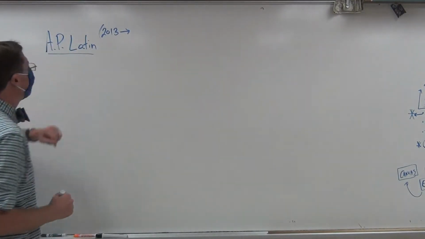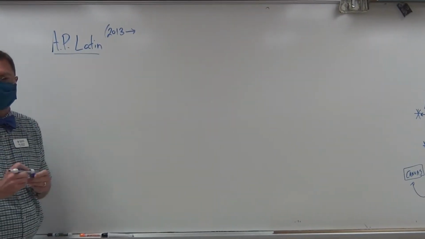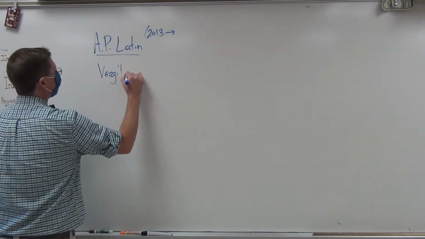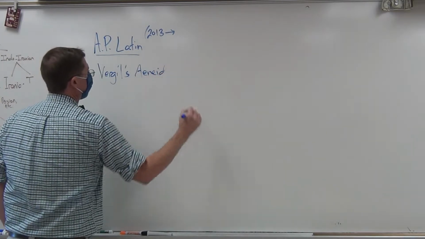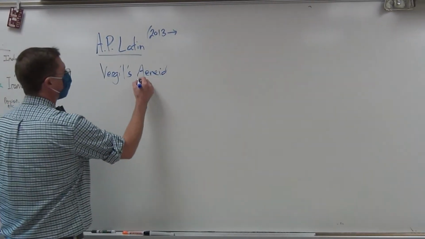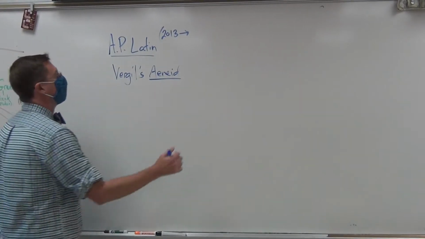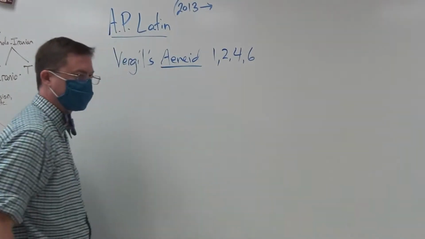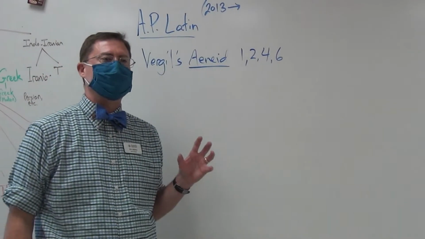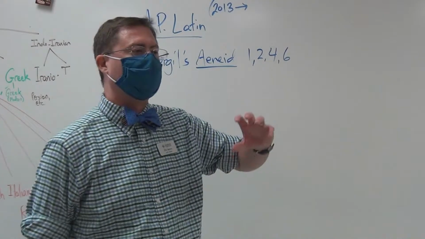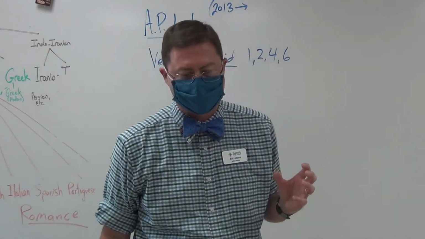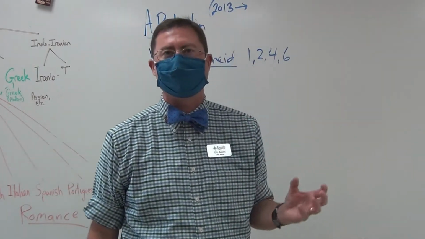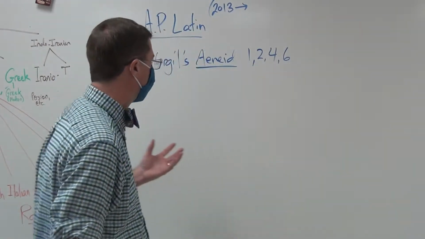Now, in AP Latin, essentially what you are going to do is read selections from Virgil's Aeneid. The Aeneid, of course, is in and of itself 12 books long, and we will read selections from Book 1, Book 2, Book 4, and Book 6. That is what this class is. It is a literature class. We are reading the literature, trying the best that we can, and discussing its significance, what it means, analyzing the text, and all that sort of stuff that comes along with it.